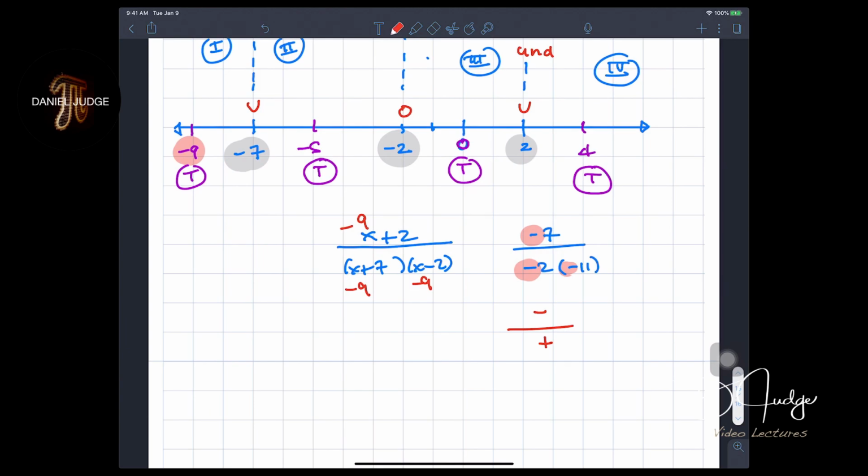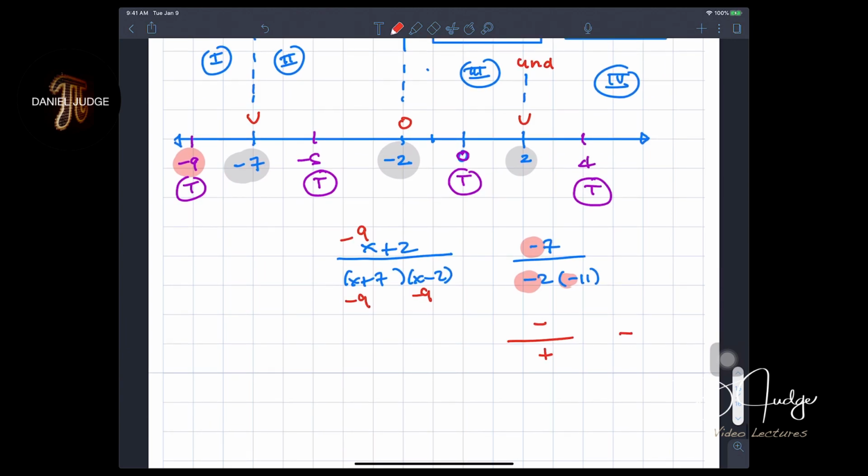So region 1 here, a negative over a positive is negative. Region 1's negative. Whoever said you had to start with a positive region? So these are the curves that I'm showing you guys here. As soon as you change a few things, you see something different.